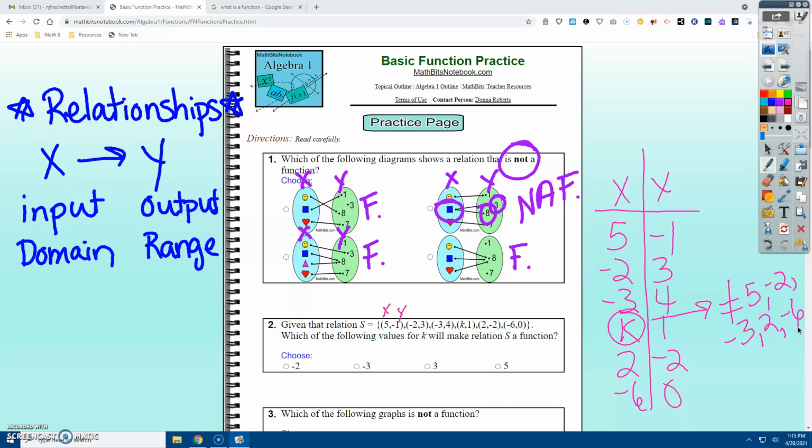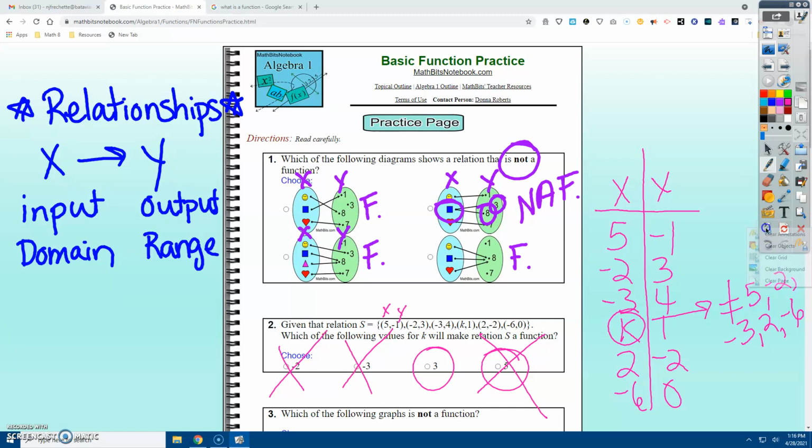So if we look at our choices, can it be -2? No, it can't, because that would be repeating one of our x values here. Can it be -3? No, because that would be repeating one of our x values. Could it be +3? Possibly, because I don't see a +3 in my x values, so I'm going to put a circle around this. Can it be 5? No, 5 is already listed as one of my inputs. So it cannot be 5. It cannot be -3. It cannot be -2. So my best choice answer is number 3. Okay? So 3 would make this a function, right? Any other value, 5, -3, or -2, would not make it a function.